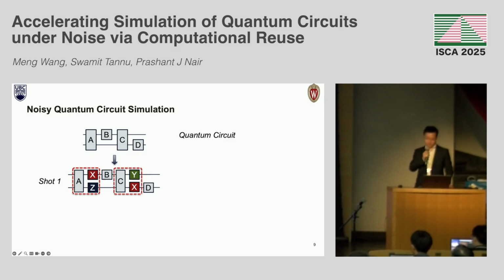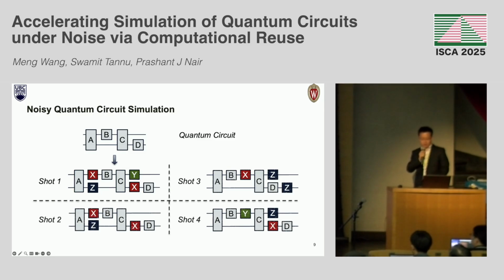To run a full simulation, we need to repeat this process for multiple shots. And for each individual shot, we need to sample a different noise version. This process is known as the Monte Carlo simulation, and it has a huge runtime overhead.